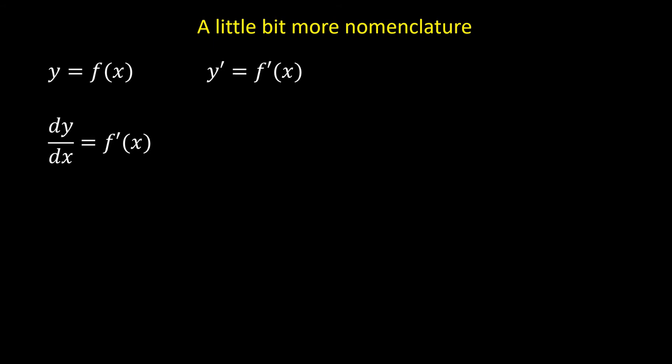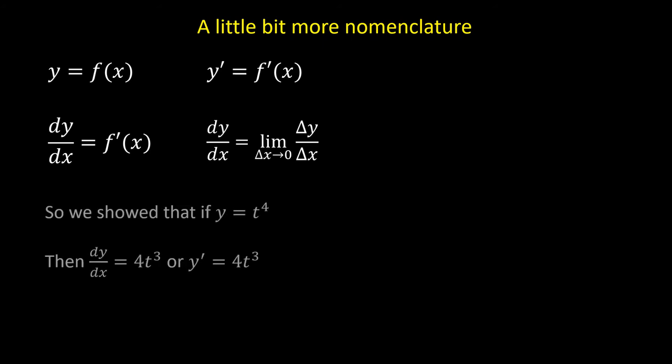The origin of this nomenclature is from the rate function itself. Remember, it is written as the limit as delta x approaches 0 of delta y over delta x. So it makes sense to refer to the limit by the letter d, which is the modern anglicized version of the Greek letter delta, used to express the concept of change. Thus, if y equals t to the fourth, then dy dx equals 4t cubed, or y prime equals 4t cubed. Remember, the dash can also be called prime.